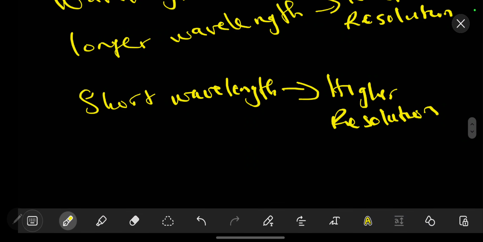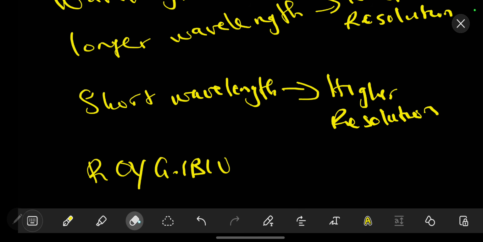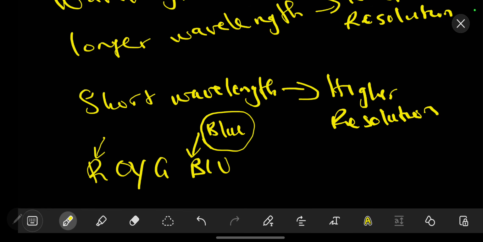So if we are to compare the colors of the rainbow, we have the RGB. So these are colors of the rainbow. You will realize that red has got a longer wavelength, therefore the resolution it provides is less as compared to, let's say, a color such as blue. Blue has got a short wavelength as compared to red, therefore it has the tendency of producing a higher resolution as compared to red.